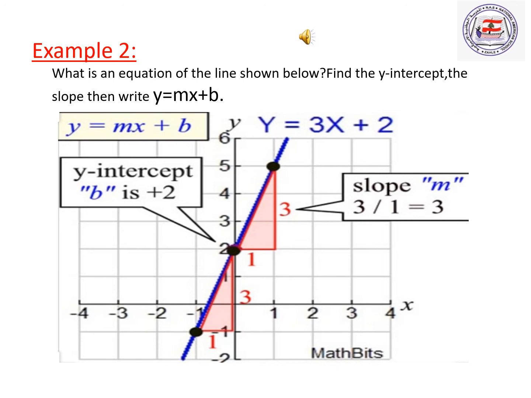Then find the slope of the line. The slope is change in y over change in x. Change in y, 3 over 1, so the slope equal 3 over 1. The equation is y equal 3x plus 2.